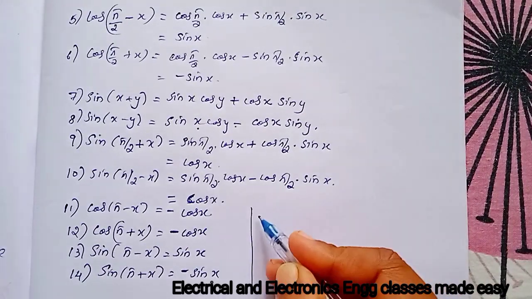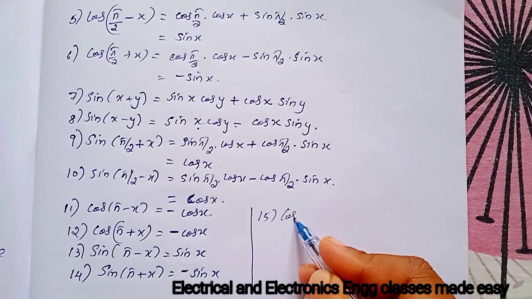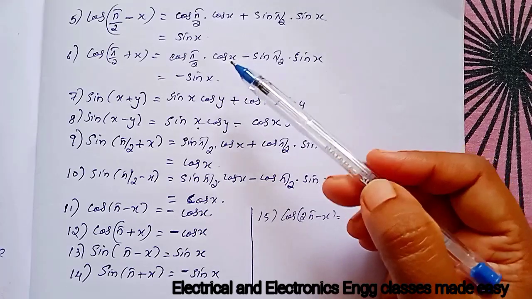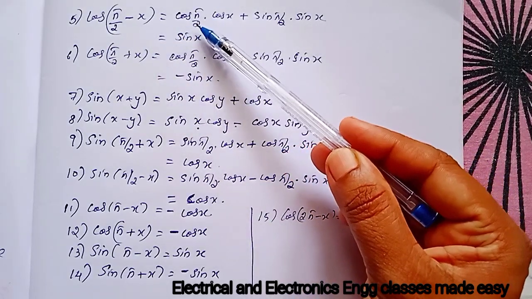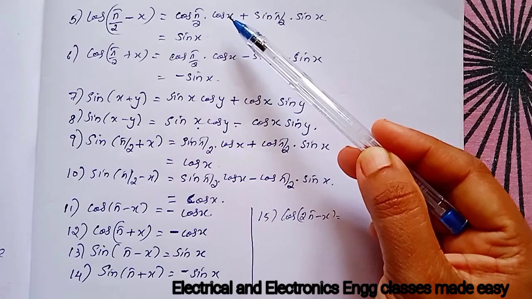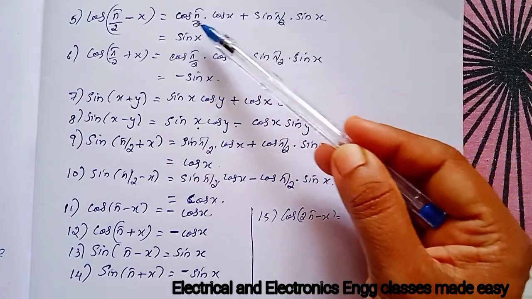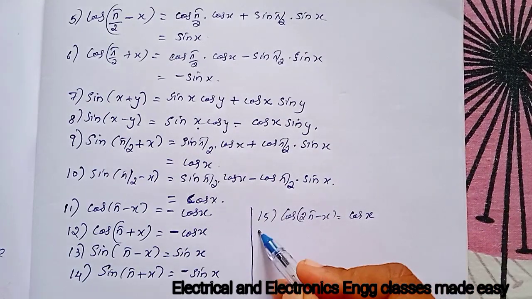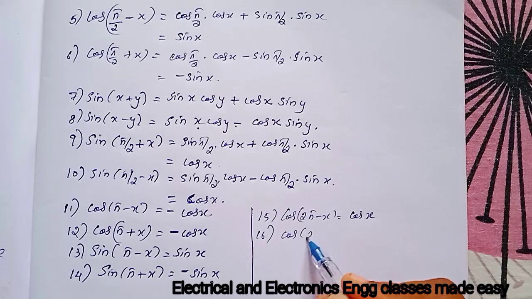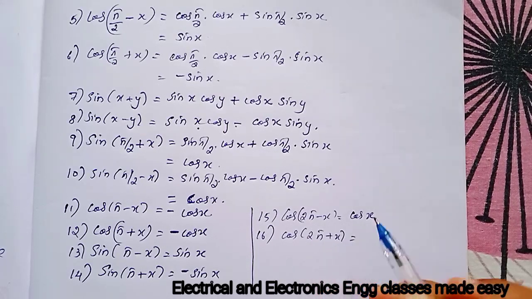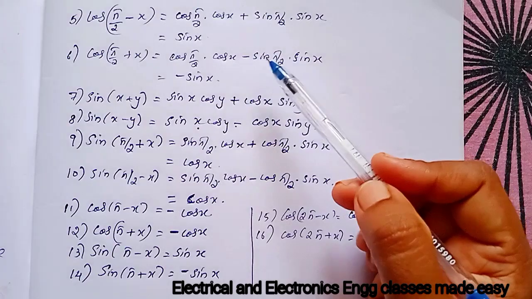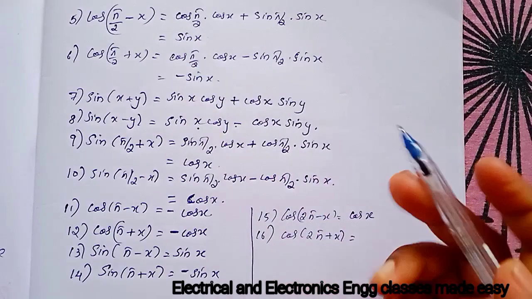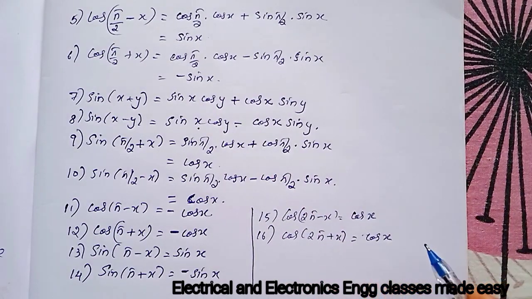Similarly, we can find the values for cos 2 pi minus x. So cos 2 pi minus x is cos 2 pi cos x plus sin 2 pi sin x, where sin 2 pi is 0. So cos 2 pi is 1. So we will get cos x. Then next is cos 2 pi plus x. Here also the sin term will be 0, and cos 2 pi is 1. So here also it will be cos x.